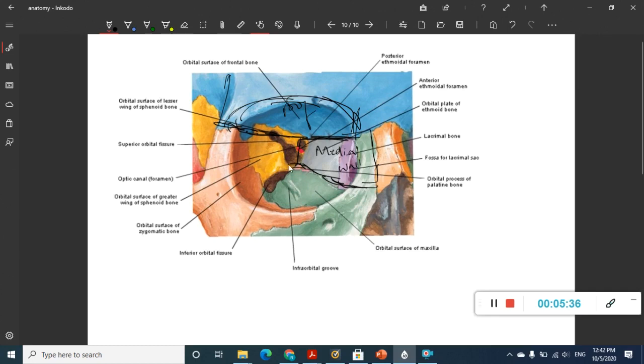Yeah, you have it like this. Okay, so this is the floor of the orbit, almost like this. And this part which you are seeing here, this whole thing, this is the lateral wall of the orbit. Okay, so it's something like this.